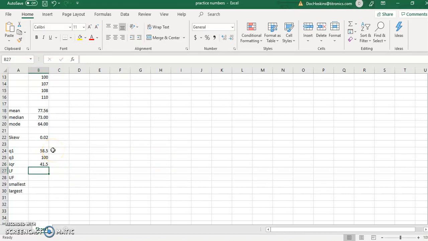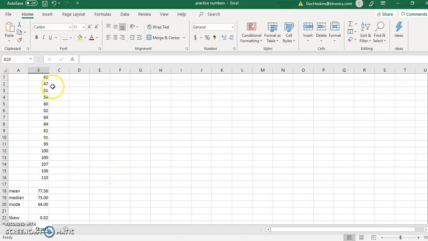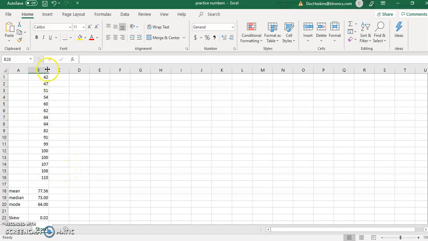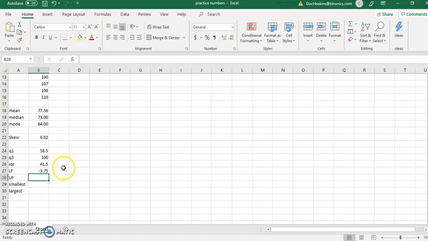Lower fence, we'll type in the equal sign. We'll start with quartile 1 minus, in parentheses, a factor of 1.5 for moderate outliers, multiplied by the interquartile range. And we'll check our equation up here. It looks good. We'll hit enter. So we know we do not have any low outliers. We can see that there are no negative numbers.